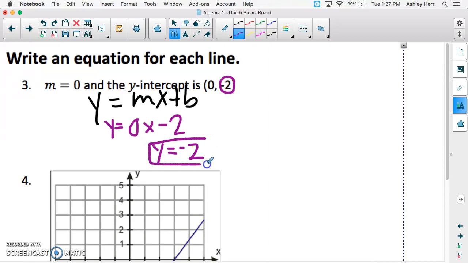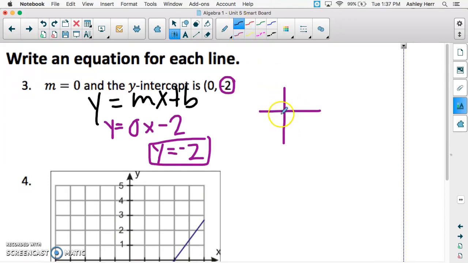Okay? If I were to graph this line, where's y equals -2? Down here, right? On the y-axis. So my line would be the line where every point lies on -2. This is the line for y equals -2. I have a slope of 0, so it's a horizontal line. Remember, undefined slope is when you have a vertical line.